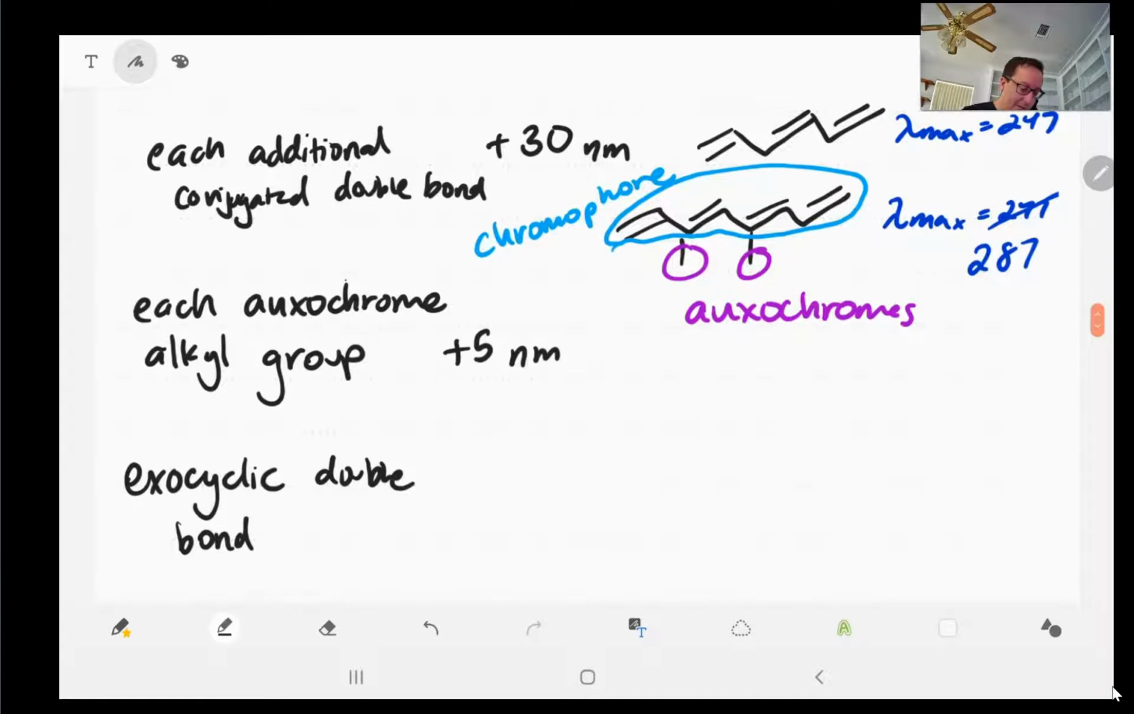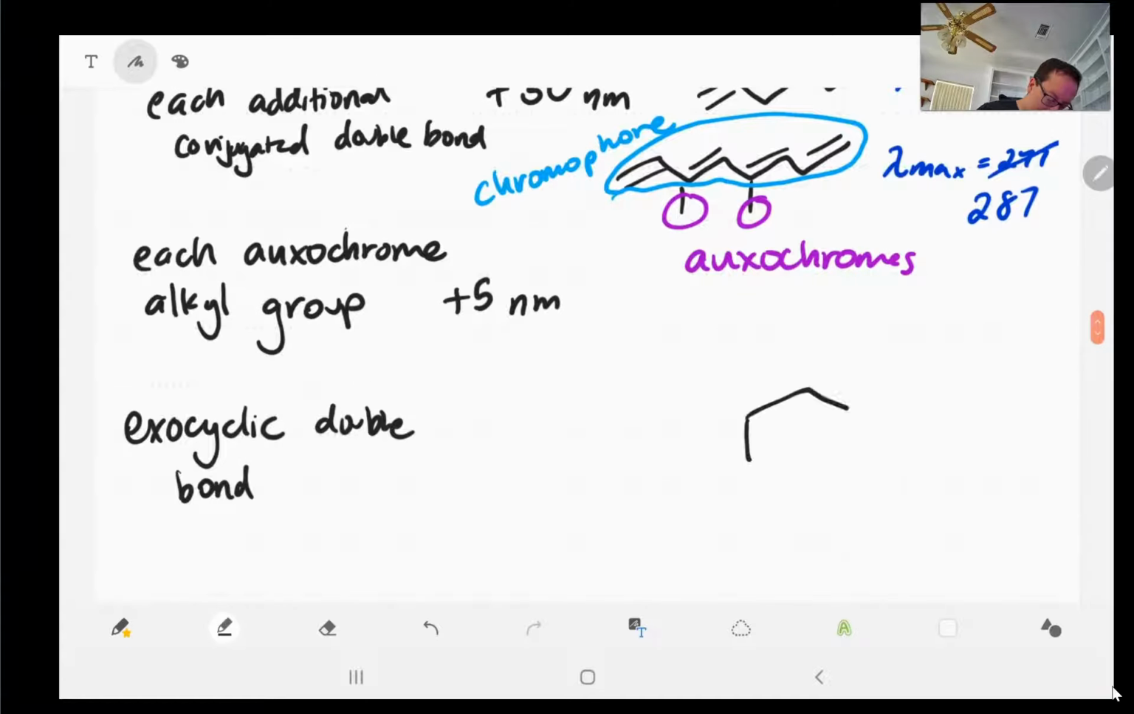So exocyclic means you're going to have some sort of ring, and you have a double bond that is not entirely contained within the ring. So we have, if you can see here, that cyclohexane that I've drawn terribly, we have one double bond within the ring, and we have one exocyclic double bond. That's going to give us another 5 nanometers.